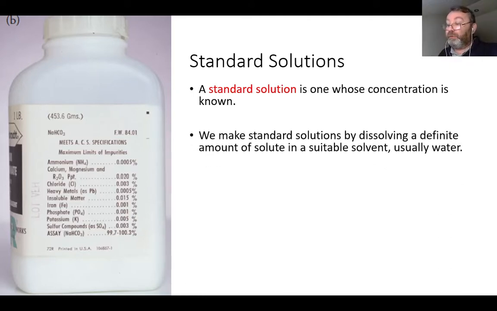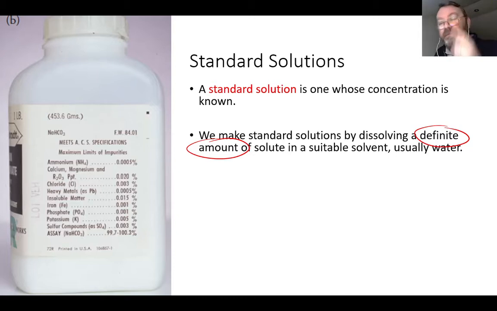We make a standard solution by dissolving a definite amount of solute in a suitable solvent, which is usually water. When I talk about a definite amount, the reason brings us back to the chapter on the mole. Because if we have a definite mass of a certain substance, then we have a definite number of moles. And if we make that definite number of moles up to a litre of solution, that is the concentration of the solution in moles per litre. So you take the grams, you turn the grams into moles, you make the moles up to 1 litre, and the concentration will be that number of moles per litre. That's its molarity. It is that simple.